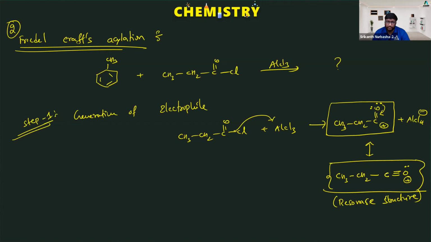Okay. This structure, CH3CH2C double bond O with a positive charge on carbon, seems to be unstable to us, because that carbon already has pi electron density moving away towards oxygen. Yes or no? Moving away from carbon. So carbon is also electron deficient. Still, it has a positive charge, so it will be unstable.